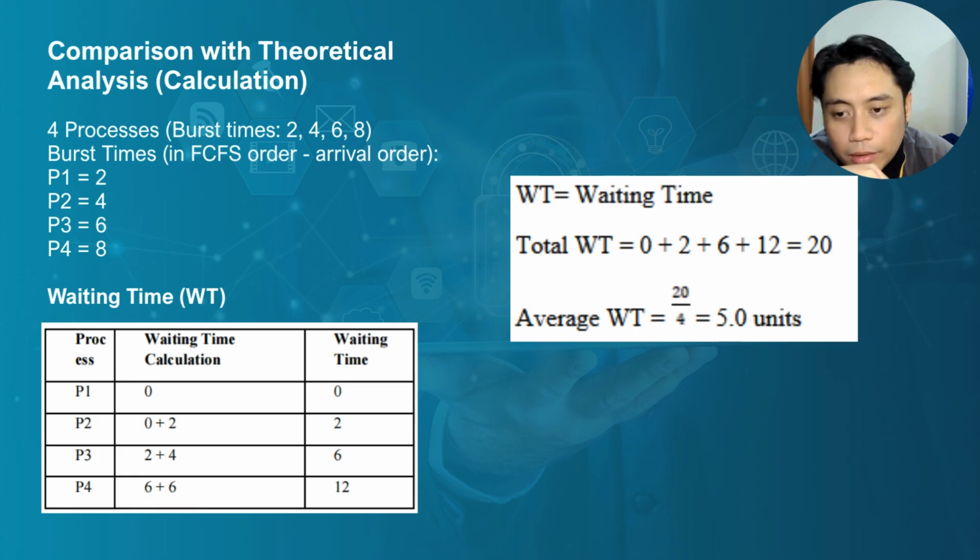Here is the data for the waiting time. P1 is 0. For P2, 0 plus 2 is 2, then 2 plus 4 is 6, and so on. For the total waiting time, we add all of these waiting times together, and it equals 20. The average waiting time is the total waiting time divided by 4, because we use 4 processors. It equals 5 units, or 5.0 units.